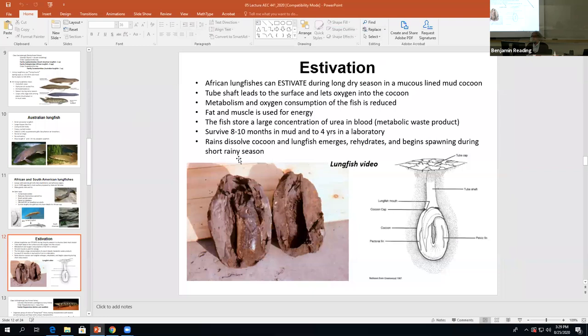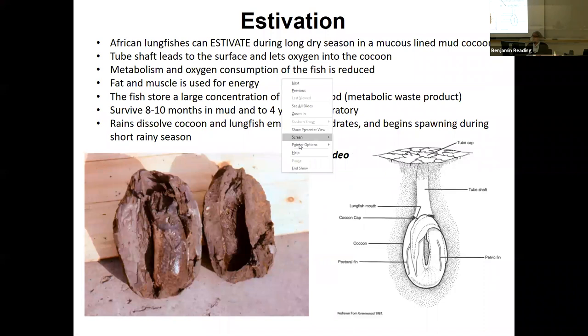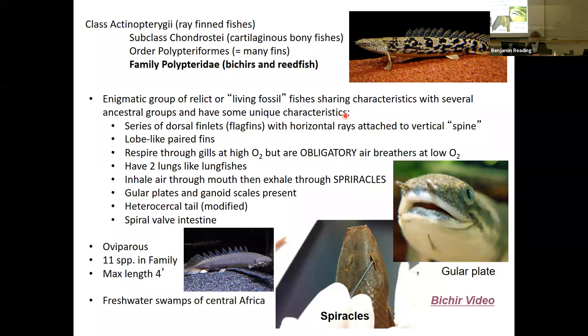So the lungfish are quite remarkable in their ability to estivate. A suspended animation that they use to survive poor conditions such as drought. So really very interesting creatures, lungfish. And you can see in the video that they're actually breathing. You know, they breathe just like a terrestrial animal.